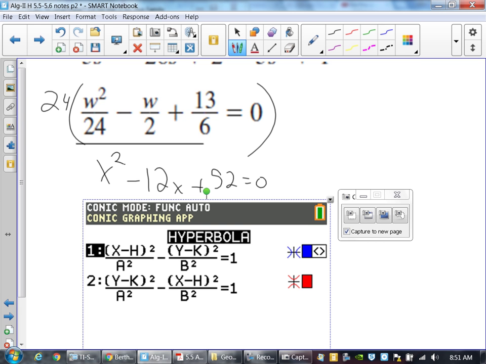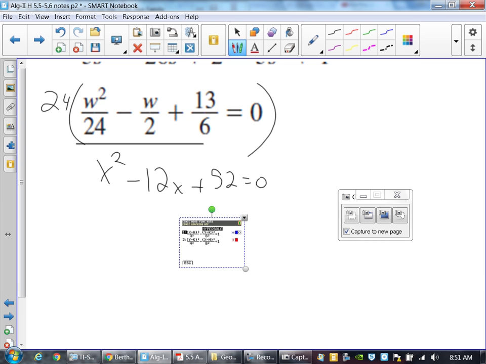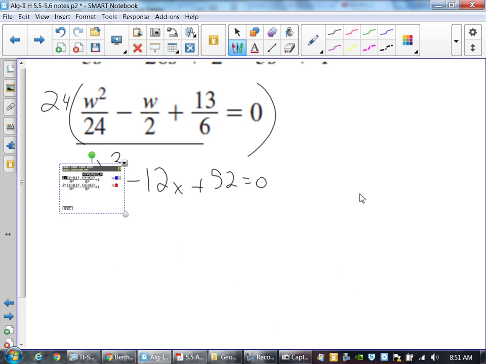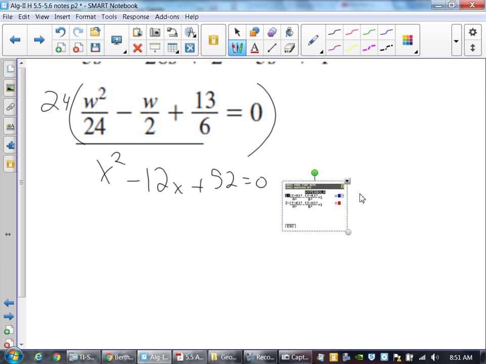So if we go back to this one now, we're at this 52. What times what's 52? You got to get negative 12. Can you think of anything? No. So I'm going to subtract 52.